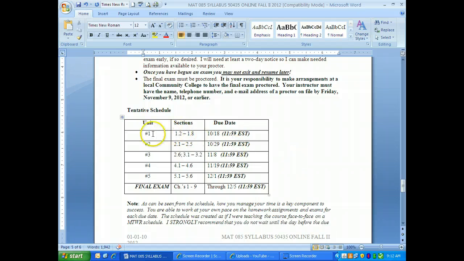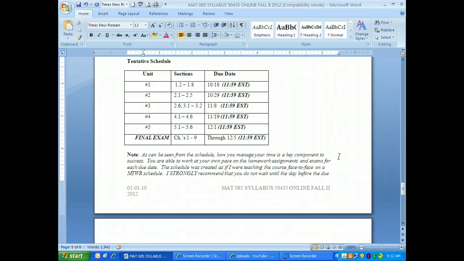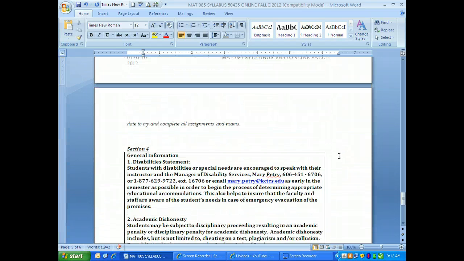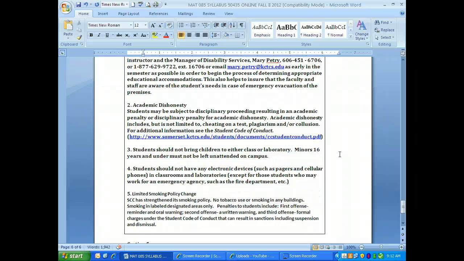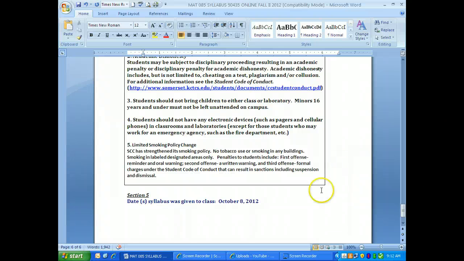And these are the due dates. So make sure you mark these down or keep them handy somewhere. This is some more information if you're a Somerset student. And that's pretty much it. If you have any questions, let me know.